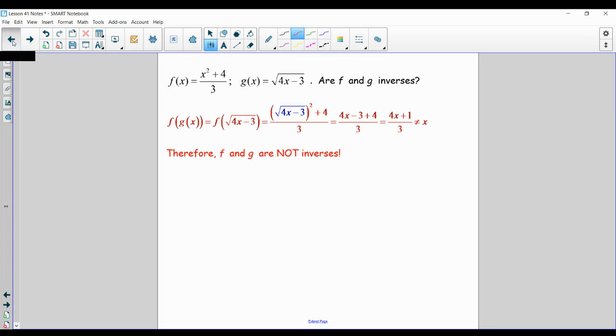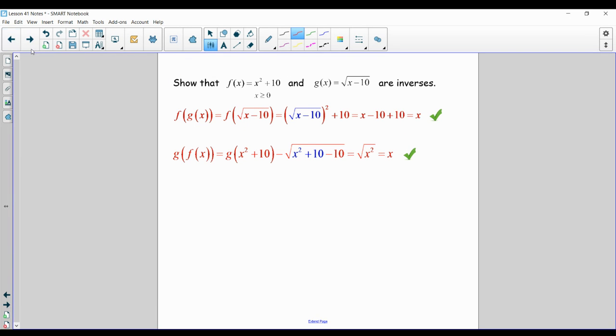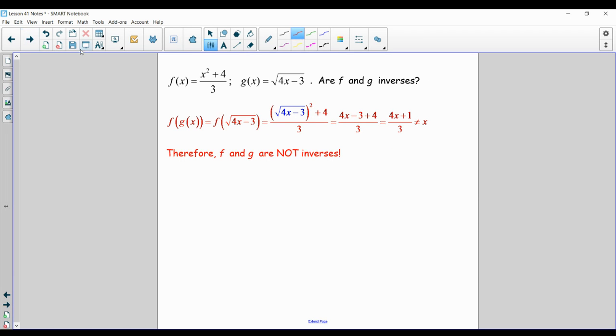Okay, so make sure you know the difference between a question like this where it tells you they are inverses, which you then show that they equal x, and a question like this one where it's asking are they, and you have to see if you get the x or not. So it's possible, just like on this one, that you won't get x for the answer.